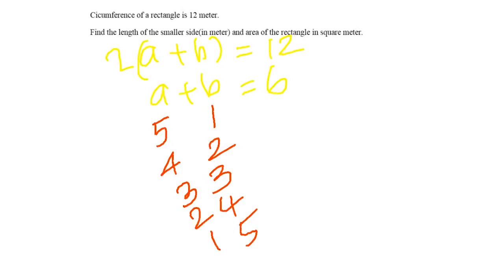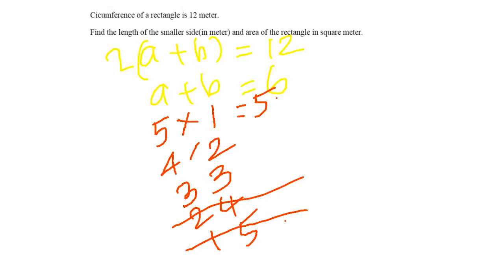What is the area then? 5 into 1 is 5. If the sides are 5 and 1, then the area is 5. If the sides are 4 and 2, then the area will be 8. If the sides are 3 and 3, then the area should be 9. It asks for the smaller side. If the smaller side is 1, then the area is 5. Of course, if both sides are equal, that is 3, then the area is 9. These are the possible choices.